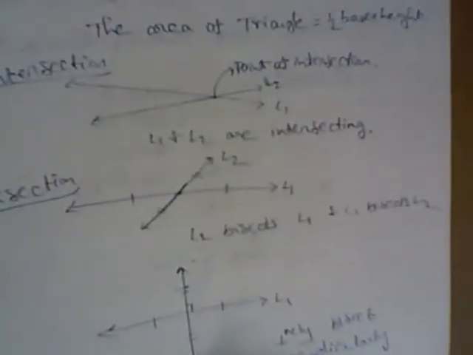Now the other case is that this is the line L1 and this is the line L2. Here line L2 bisects the line L1 and line L1 bisects the line L2 with an angle of 90 degrees. So this is called perpendicularly bisect. Bisecting each other, L1 and L2 lines. These are the three concepts: intersection, bisection, and perpendicular bisection.